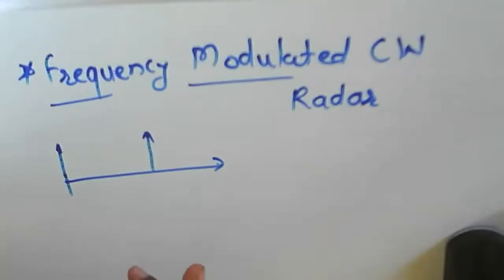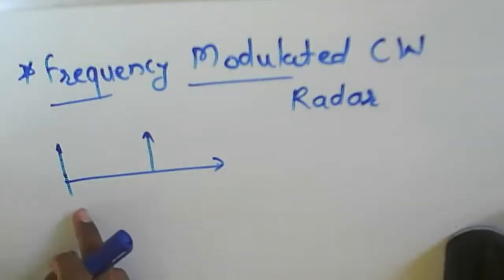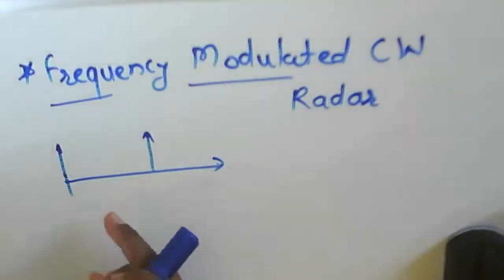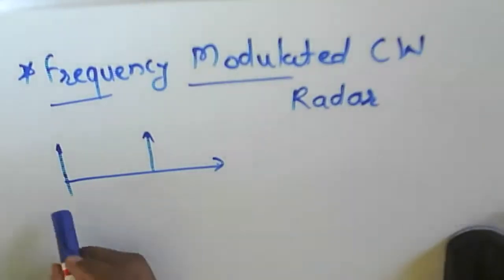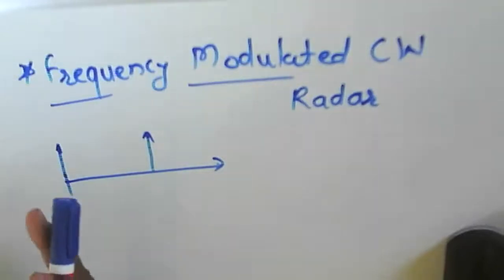So, to measure the accurate echo signal, we are supposed to consider the transit time. Transit time means the start time and the end time of the echo signal. We can say that the signal is transmitted at that particular time.